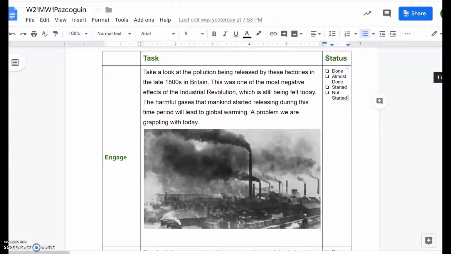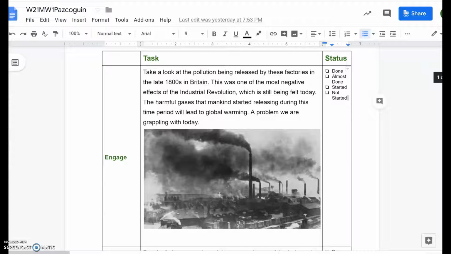I would like you to take a look at this picture. What do you see? What's going on here? What you're seeing here are factories releasing smoke into the atmosphere. And what you're looking at is really pollution being released into the air that we breathe. This was one of the most negative effects of the Industrial Revolution, which is still being felt today.